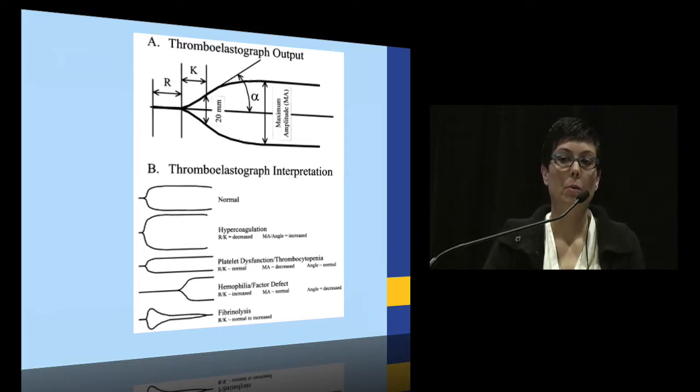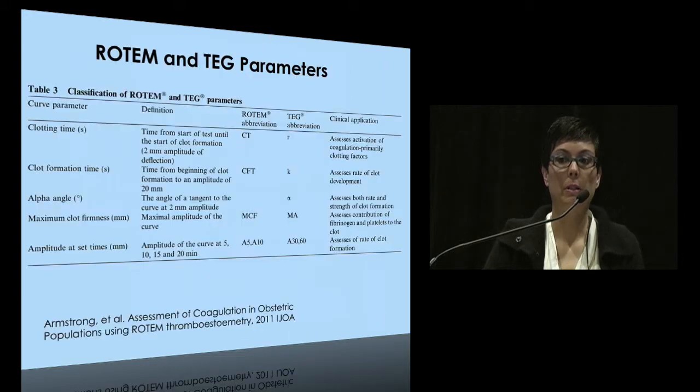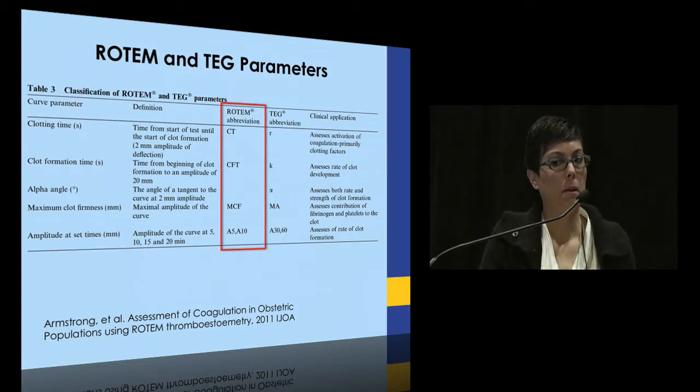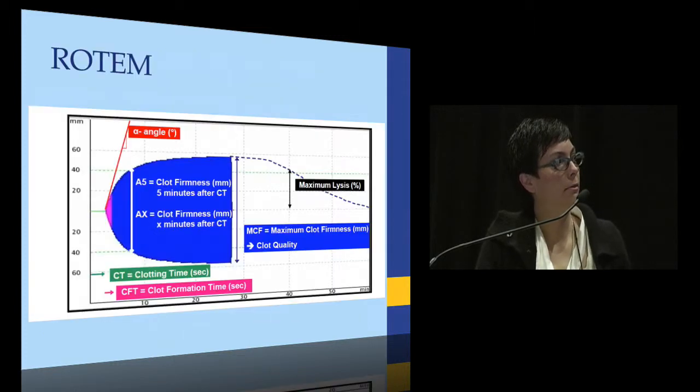So we'll move on to the ROTEM, and this is where you're going to see the differences in what the TEG and the ROTEM do. We went over those factors again: the clotting time, the clot formation time, the alpha angle, and the maximal clot firmness. The interesting thing about the ROTEM, here's your standard graph, okay?